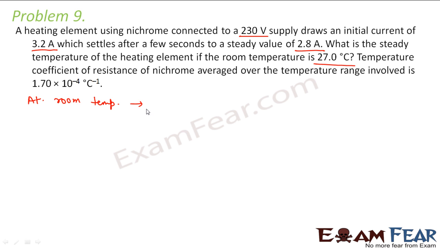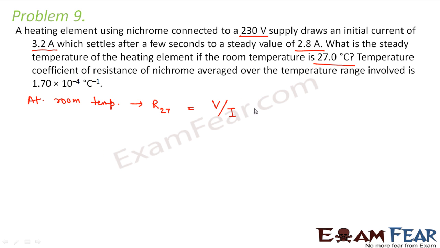What is the room temperature? Room temperature is 27 degrees Celsius. Therefore, what is the resistance at 27 degrees Celsius? At room temperature, the resistance will be equal to the voltage supplied divided by the current flowing through the circuit, according to Ohm's law.